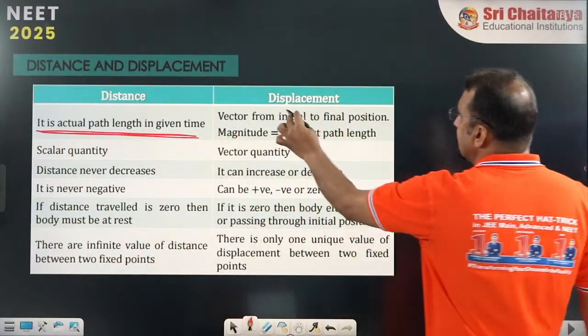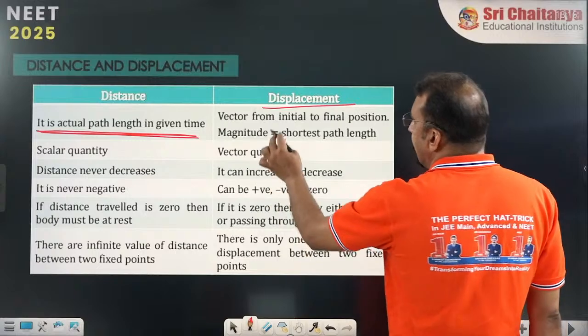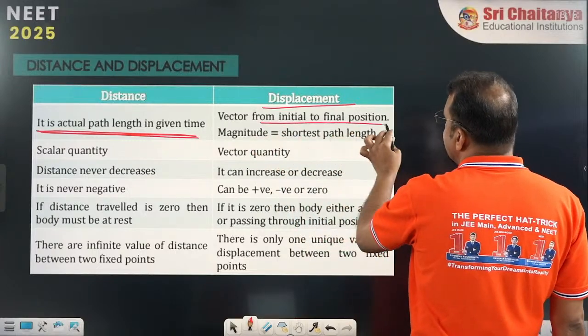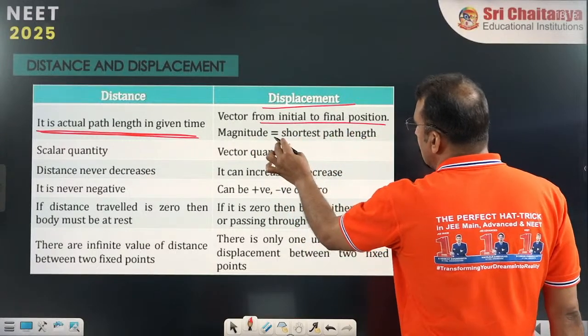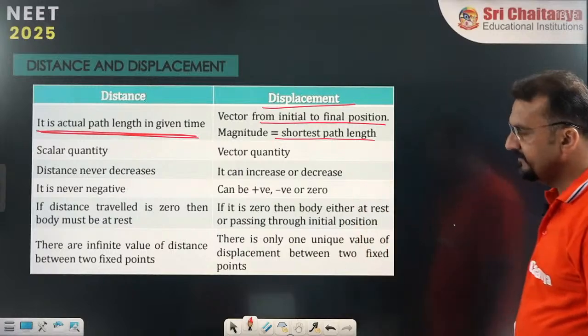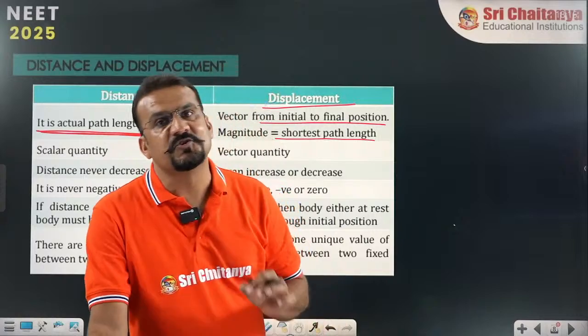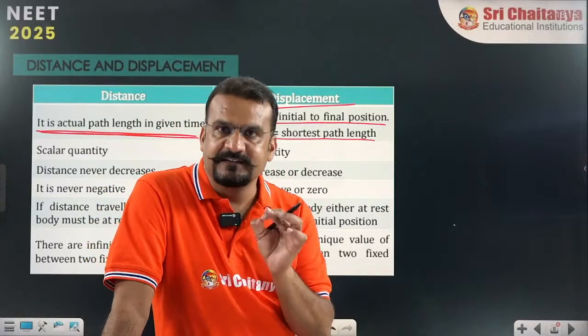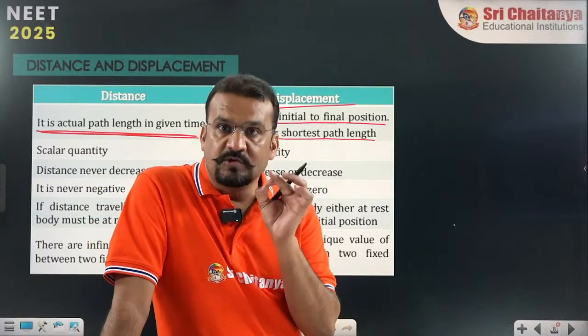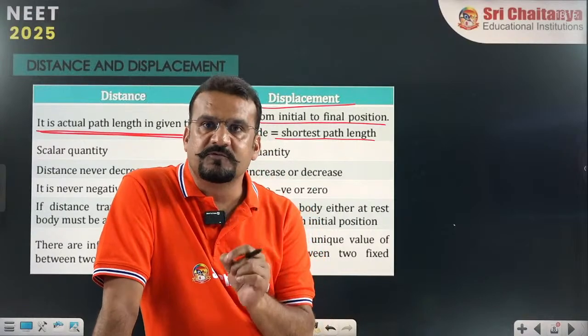What is displacement? Very important. In vector form, you can say initial to final position, or you can say shortest path length. This is the more important one. Distance is total path length. Displacement is the shortest path length, but in a particular direction.